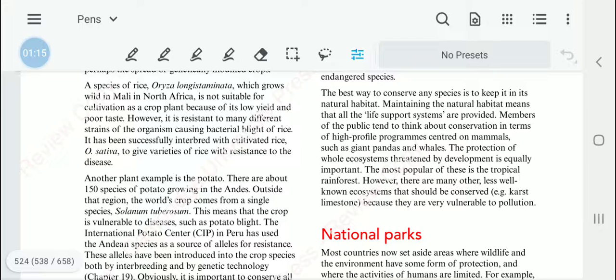Now when you take a tropical rainforest, there are many different varieties of animals, plants and insects that we have not even heard of, we have never even seen. All of these should be protected, and they can be, because they are very vulnerable to pollution. Because of the pollution, all of these will be destroyed.